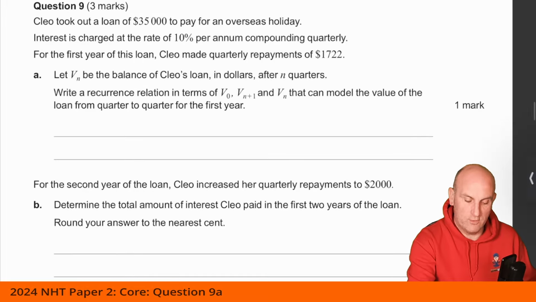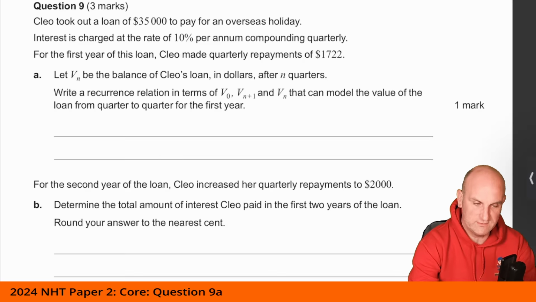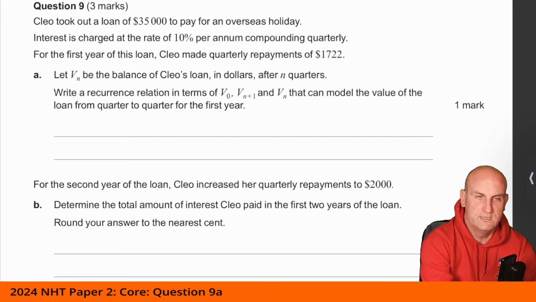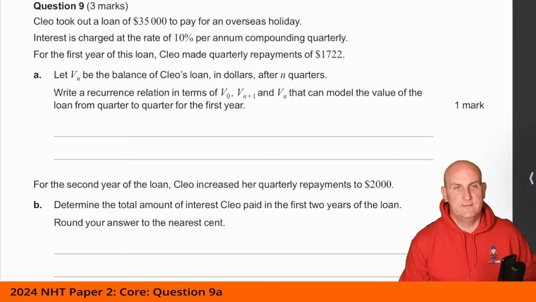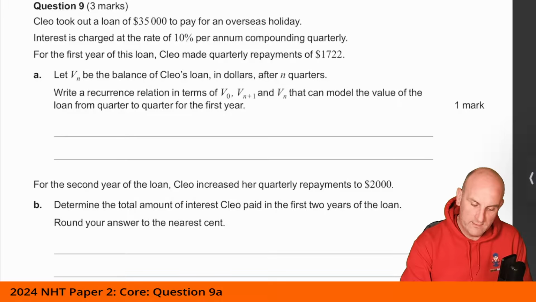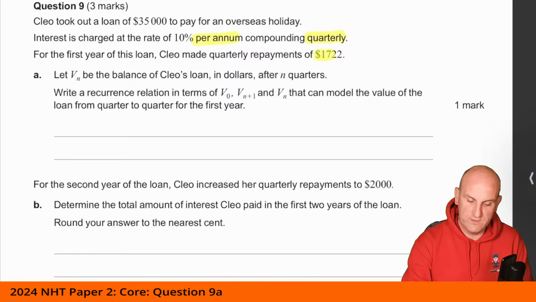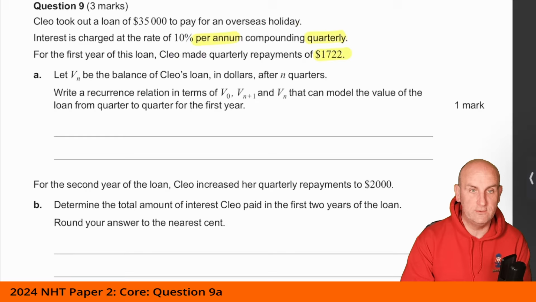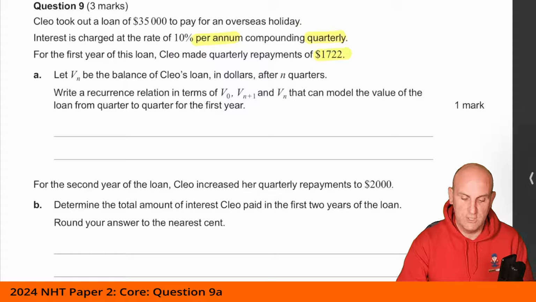Cleo took out a loan of $35,000 to go on holiday. She could go to Geelong for much cheaper. Interest is charged at the rate of 10% per annum. I'm going to highlight that. Compounding quarterly. Aha. For the first year of the loan, Cleo made quarterly repayments of $1,722. Let Vn be the balance of Cleo's loan in dollars after n quarters. Write a recurrence relationship in terms of Vn that can model from quarter to quarter.